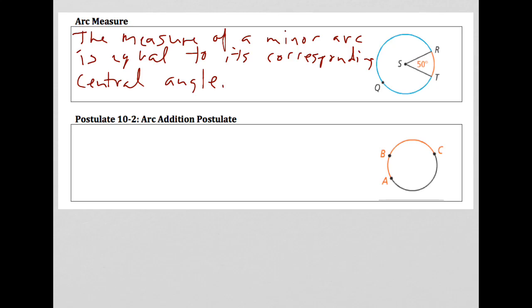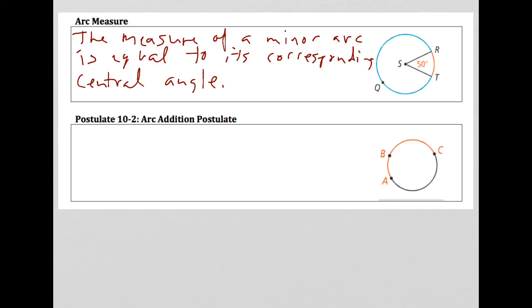And when I say corresponding central angle, that means you see this central angle right here, RST, this arc right here, RT, that's corresponding because you see the sides of the angles intersect the circle at T and intersect it at R, which forms that minor arc right there.